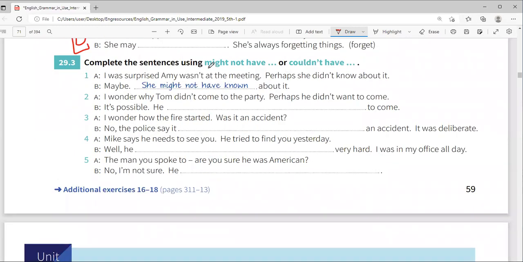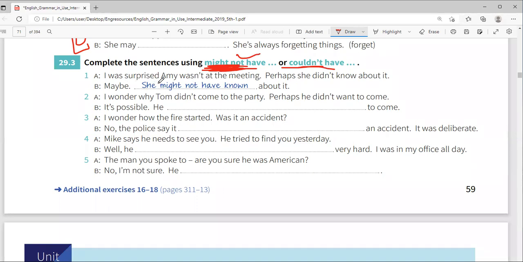Finally, remember might not have is past. Couldn't have is also past. But you see, might not have is possibly. Here, you are sure it is not possible. Okay, so might not have, you are not sure. Couldn't have, it is impossible.